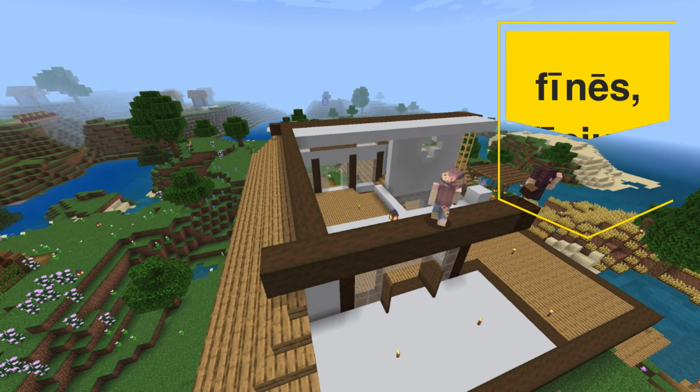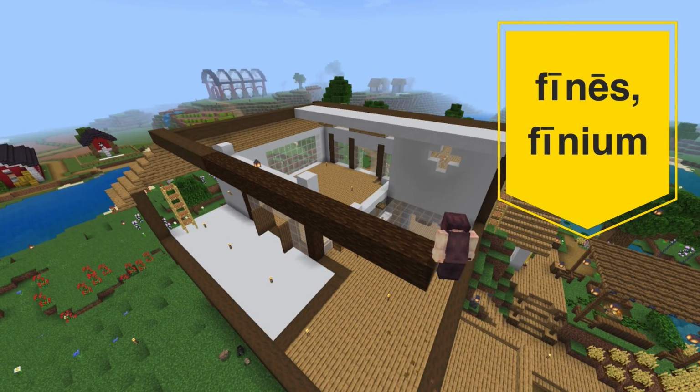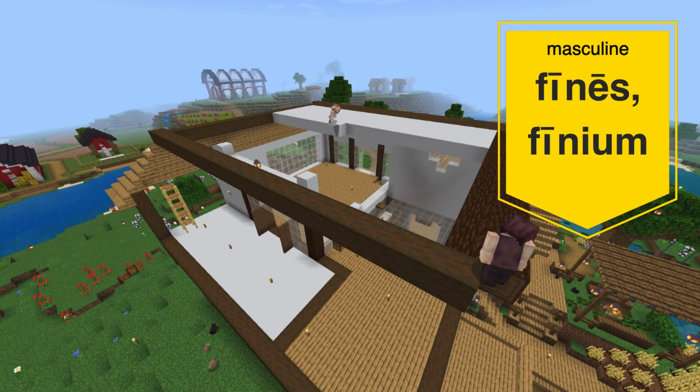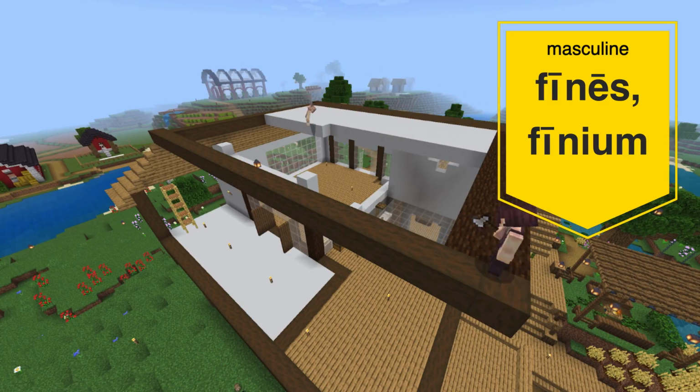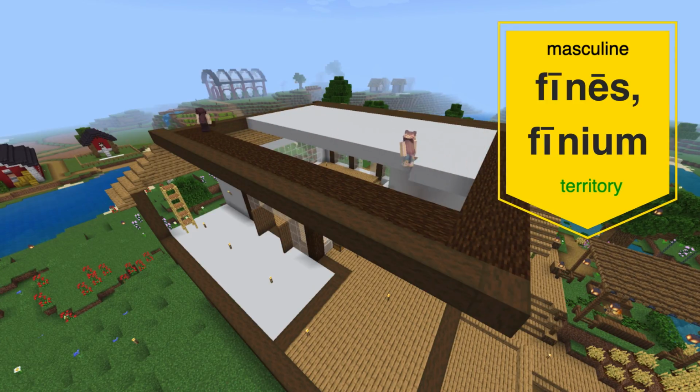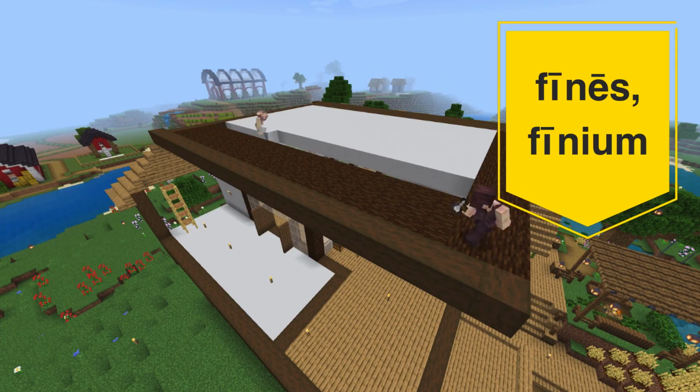Then we have fines, finium. Masculine word, remember that, even though this is third declension and has that S, it's going to be masculine. I like to think of the fine line between my land and his, the next guy's, because this word means territory. Notice that this is only in the plural.